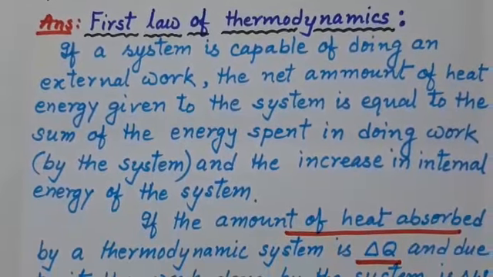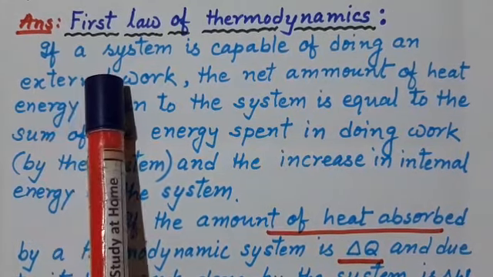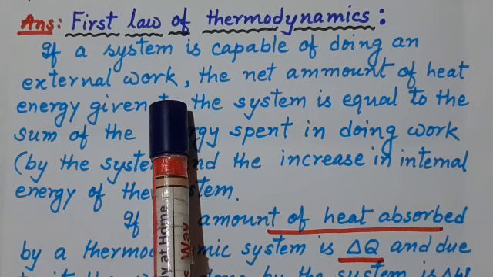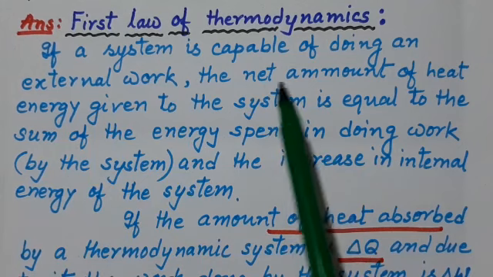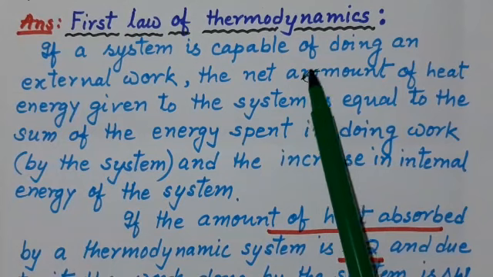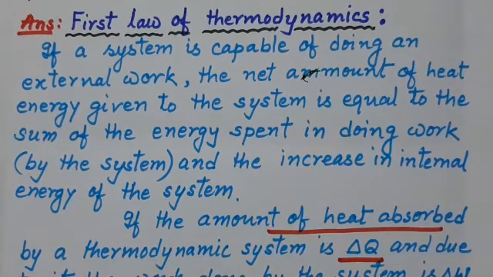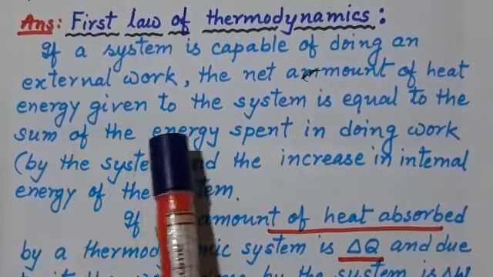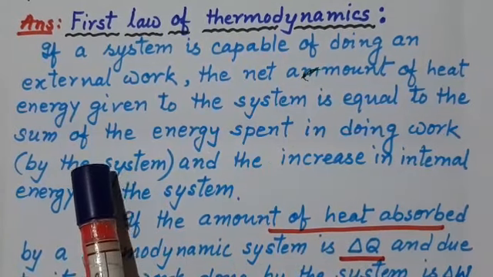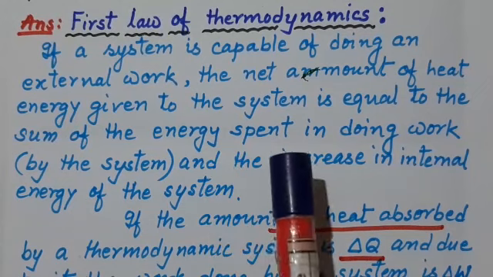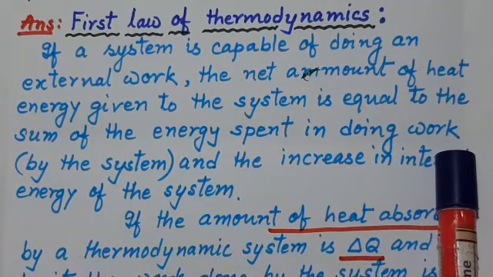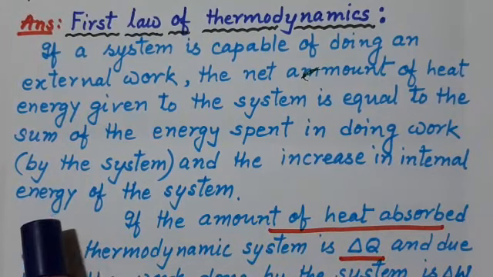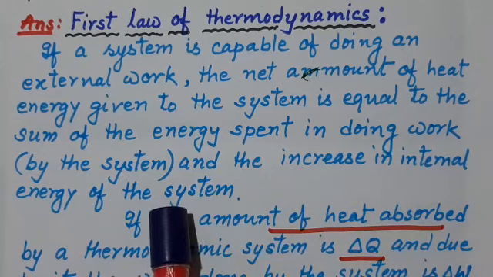Now we will see the first law of thermodynamics. If a system is capable of doing an external work, then the net amount of heat energy given to the system is equal to the sum of the energy spent in doing work by the system and the increase in internal energy of the system. Internal energy and work done.